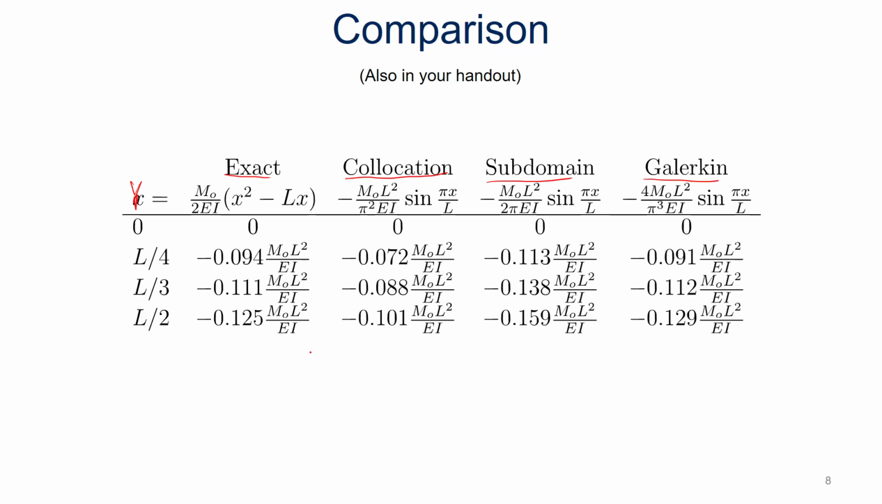And if we're looking at the exact one, it looks like Galerkin seems to have probably the best. If we're looking at everything else, the moment times L squared over EI is the same for each one of them. We got 0.111, 0.112, and 0.094, 0.091. All right. Subdomain is very close. Collocation seems to be a bit off from these values, but overall you can see what the comparison looks like between each of the methods that we used.